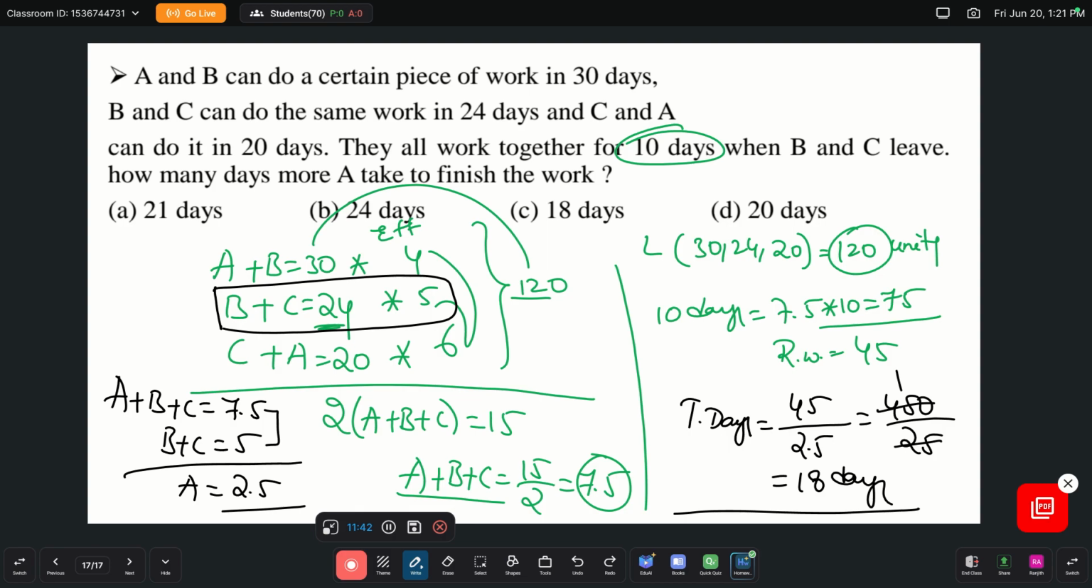Total number of days equals remaining work 45 by the efficiency of A, 2.5. So this will be equal to 450 by 25. In 25 table 450, 25 ones are 25, remaining is 200. So that will be equal to 18 days. So for the remaining work, how many more days will A take to finish the work? 18 days of work.